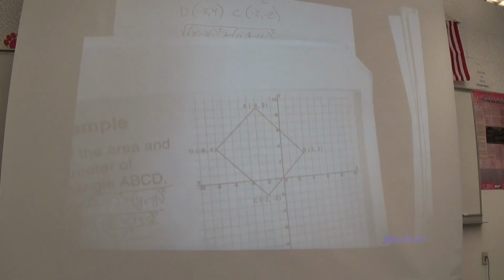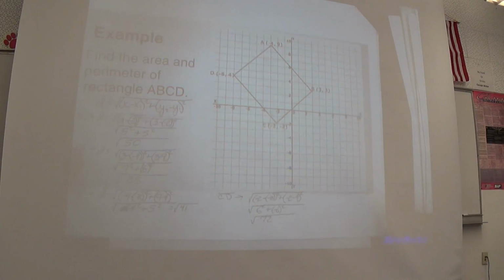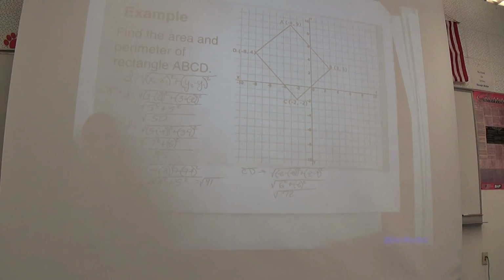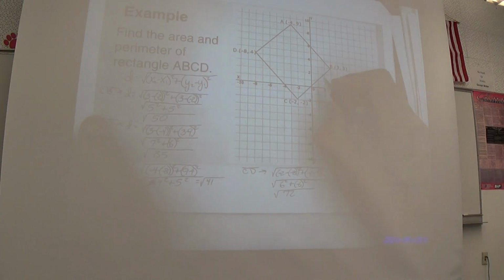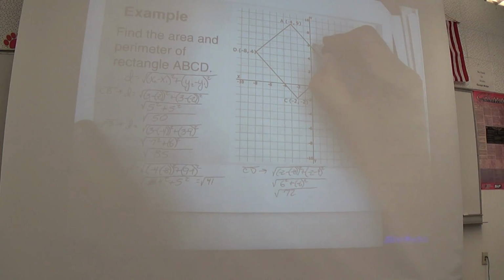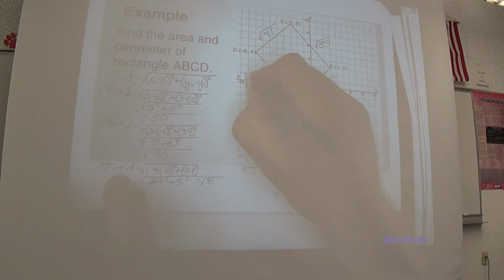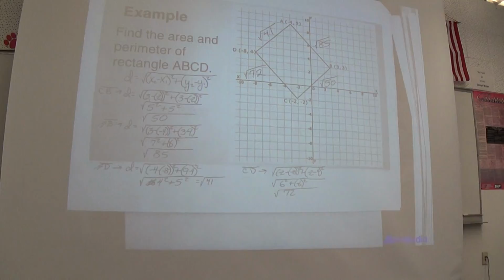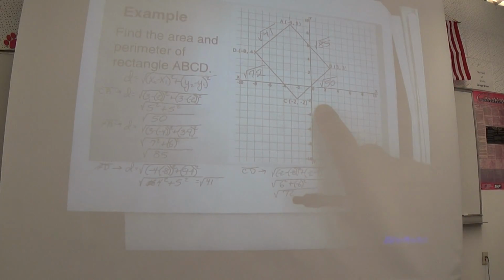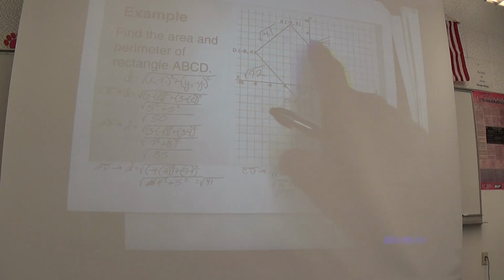So on this particular one, CB wound up being the square root of 50. AB wound up being the square root of 85. AD wound up being the square root of 41. And this one wound up being the square root of 72. Now, looking at that, would this be considered a rectangle? No. There has to be two congruent sides. So this would not be a rectangle.